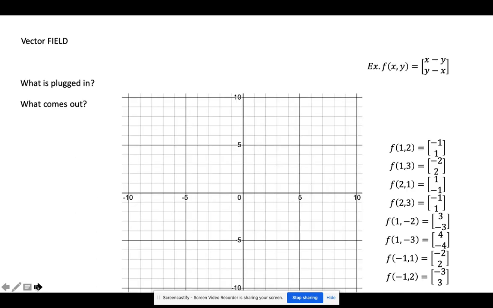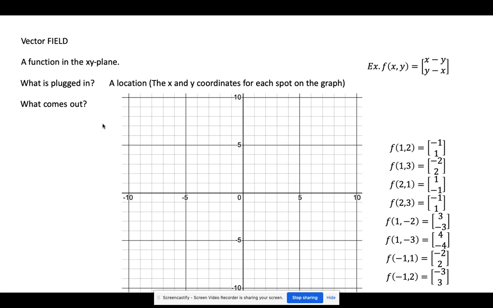Okay, so what does that mean for a vector field? What is a vector field? Well, a vector field is a function in the xy plane up in the top left corner here. It's just a function. What do we plug into a vector field function? We plug in locations. By location, I mean the x and y coordinates for each spot on the graph. So that's what goes in.